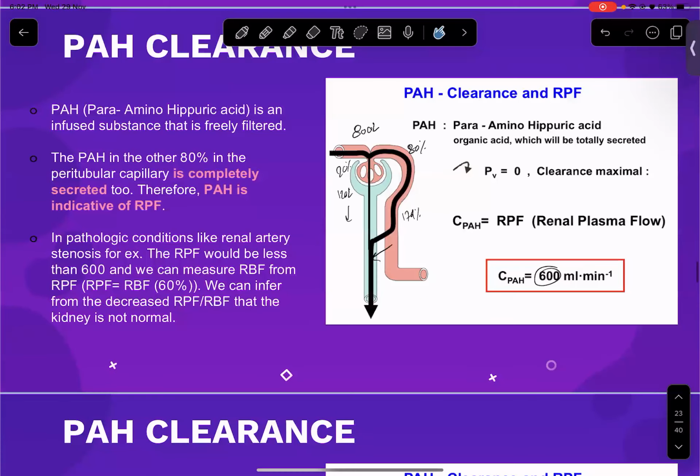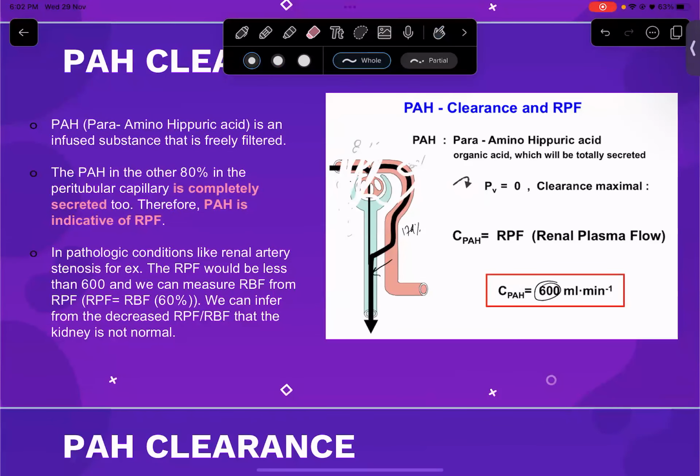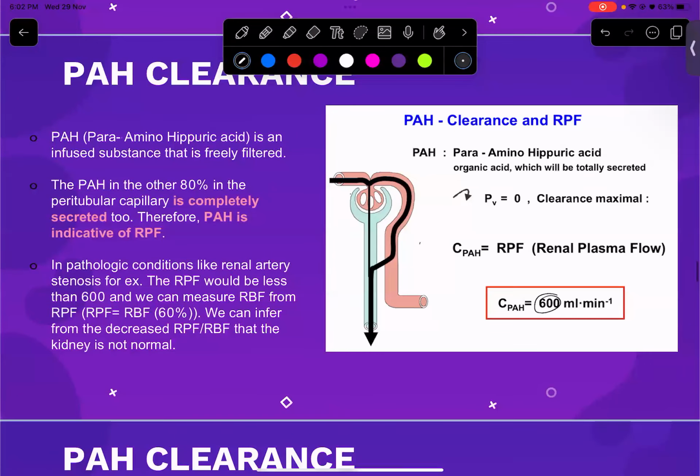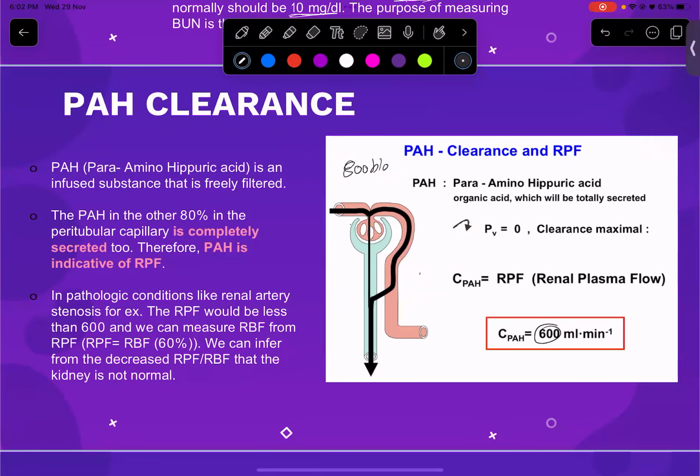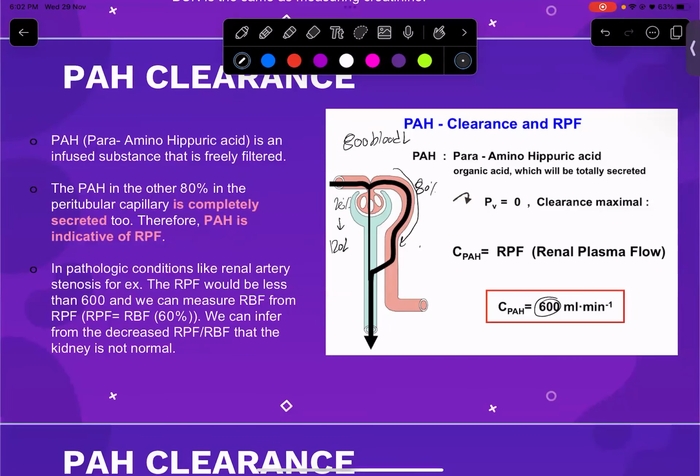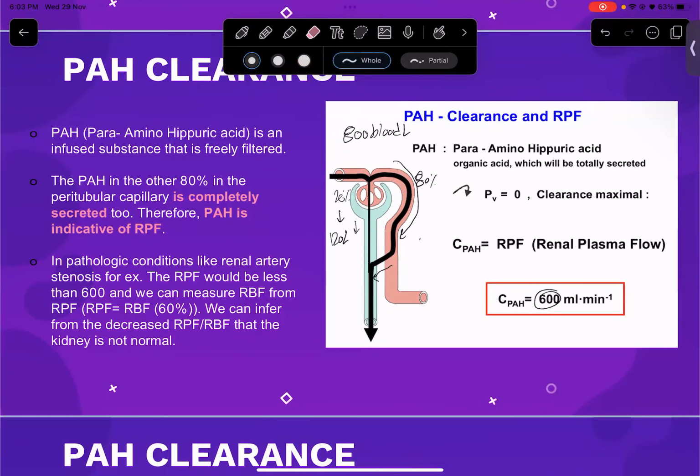Okay, yes. I think it's the numbers that are confusing you. So we said we have 800 liters of blood passing through the renal artery, and then 20% of that is being filtered. 20% of 800 is 120 liters, okay? The other 80% is simply not filtered, and therefore it just goes to the peritubular capillaries. What PAH does is it gets freely filtered, and all the amount that is in the peritubular capillary is secreted back into the tubular system. So all in all, PAH is completely excreted.